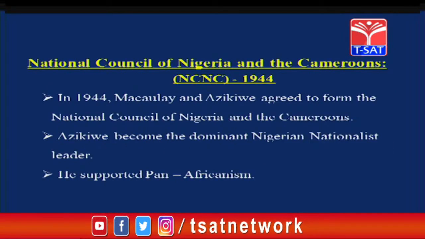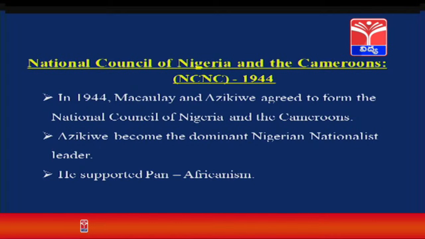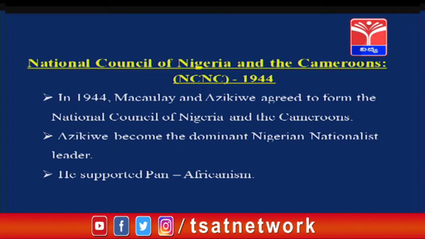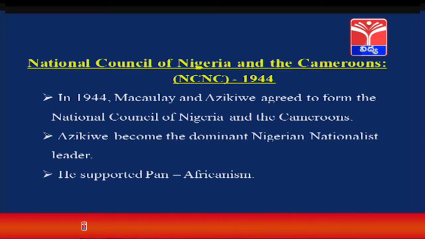But later, these two political parties agreed to form a new political party called the National Council of Nigeria and the Cameroons in the year 1944. For this new political party, Azikiwe became the dominant Nigerian nationalist leader. He strongly supported Pan-Africanism. Children, during this time the Second World War was going on.